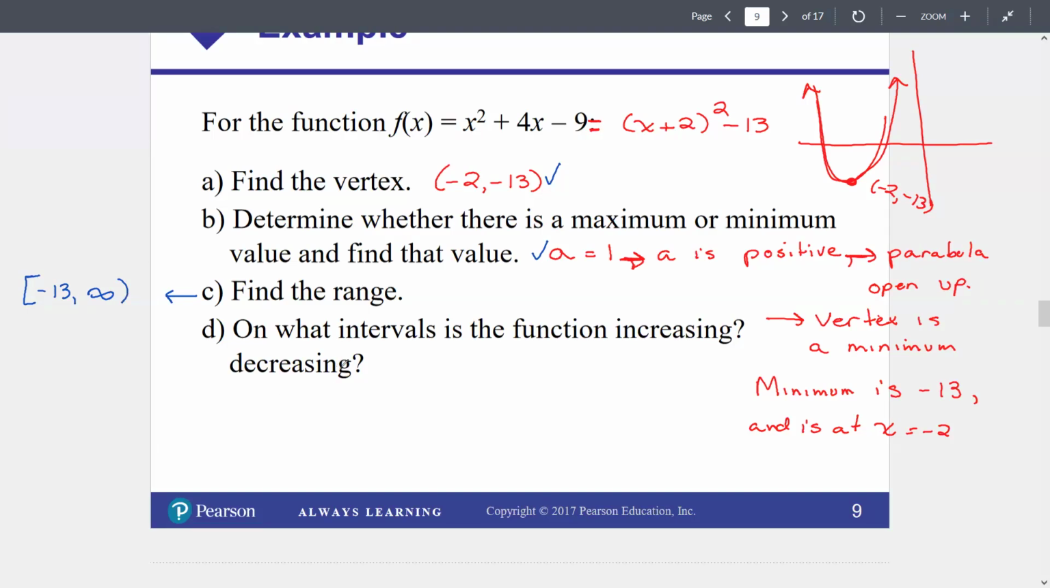And on what interval is the function increasing or decreasing? So when we're talking about increasing or decreasing, this is going to be your x values. So what we're going to be looking for is this point here. So it's decreasing. Like I said, we got a minimum. Minimums change from decreasing to increasing. So we're decreasing from all points up to when we hit that x value at 2. After 2, we start increasing.